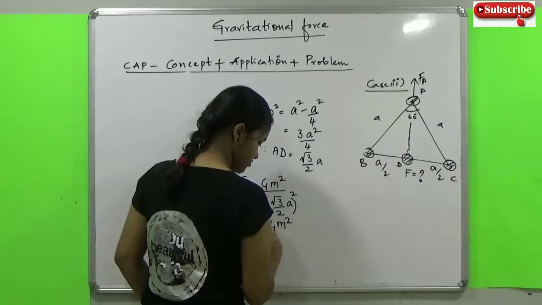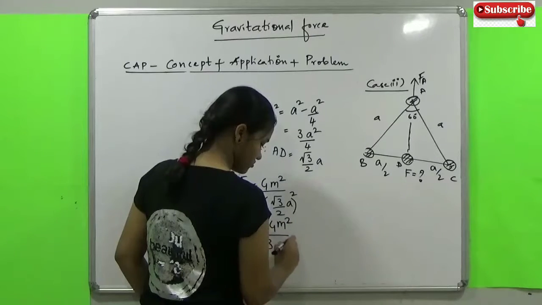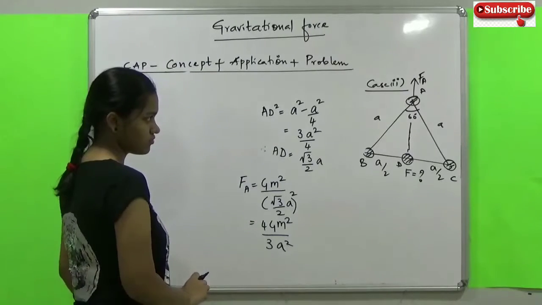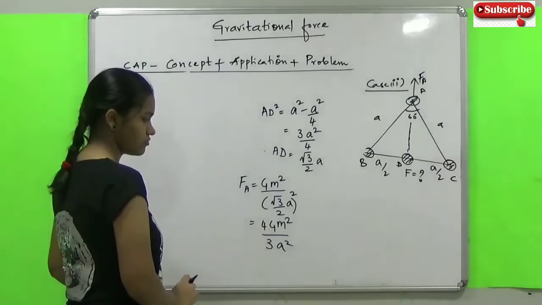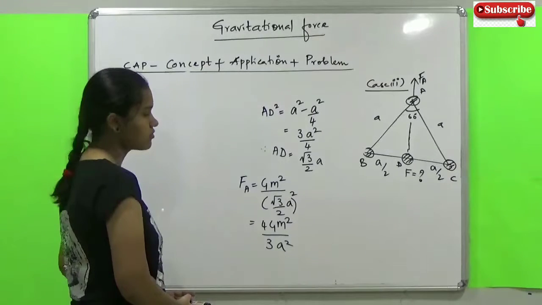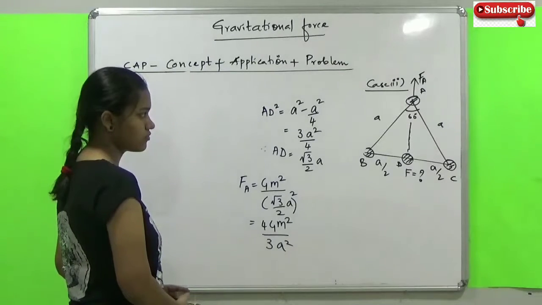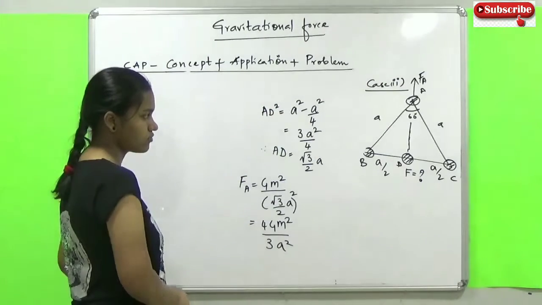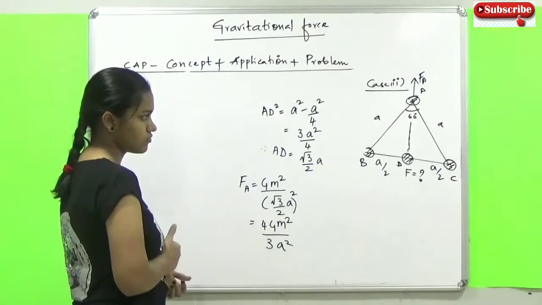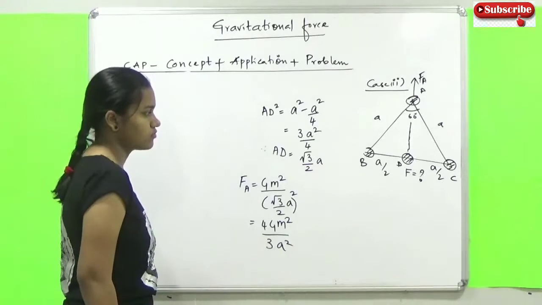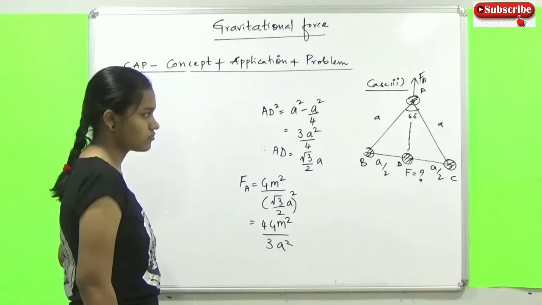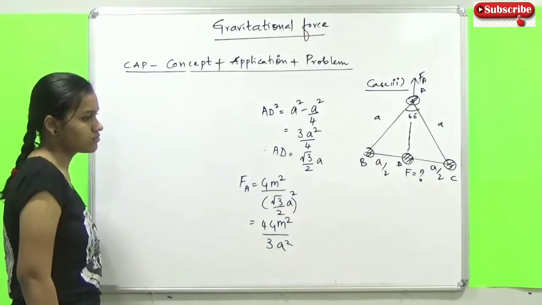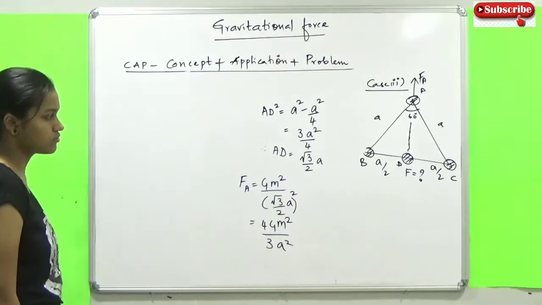So what is the remaining part? That is the gravitational force from D to A. So we require the distance to calculate. What is the distance from D to A? By Pythagoras theorem, or by the triangle, we can calculate: AD square is equal to A square minus A square by 4. We will get 3A square by 4. AD is equal to root 3 by 2 A.